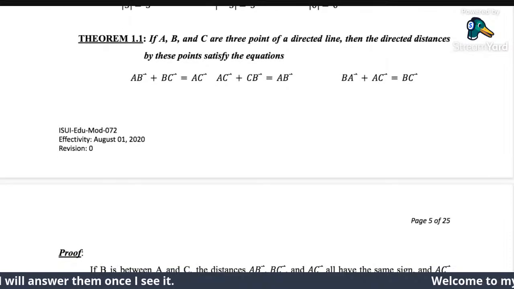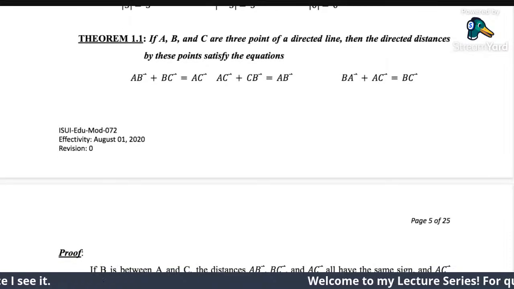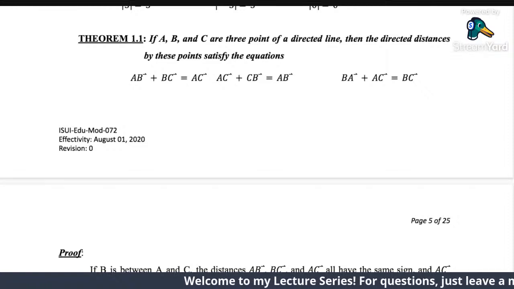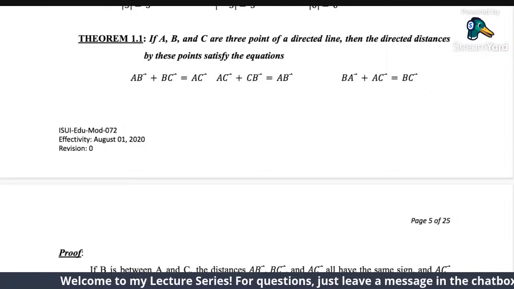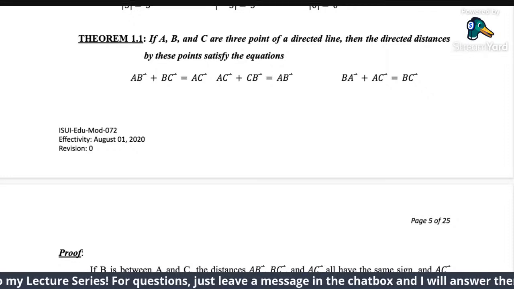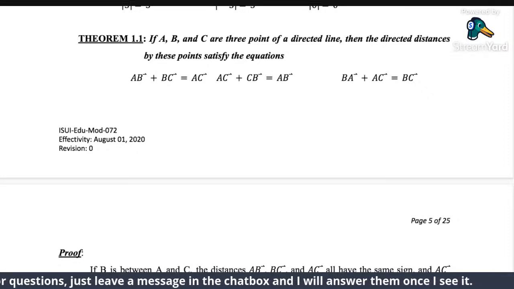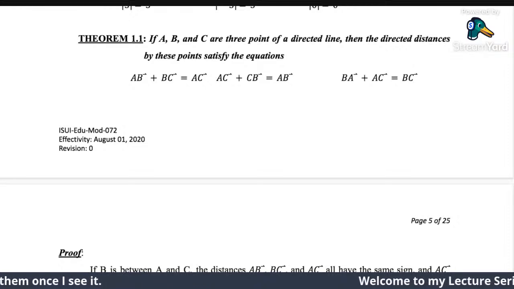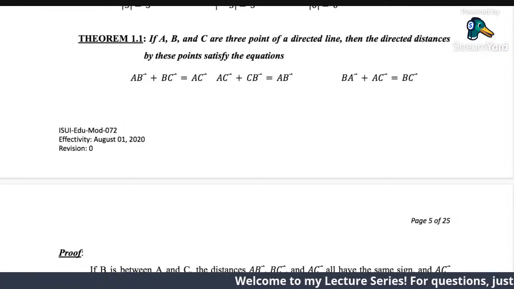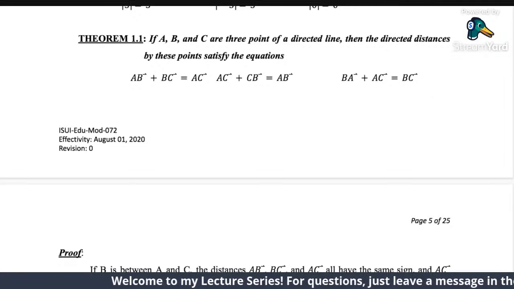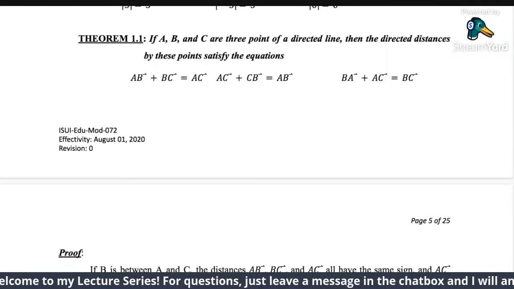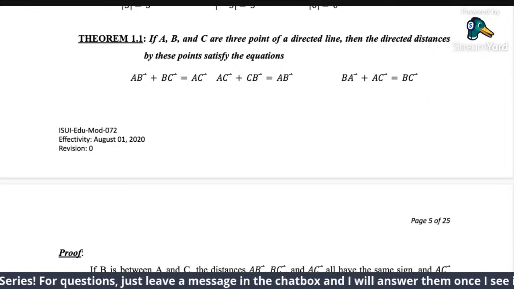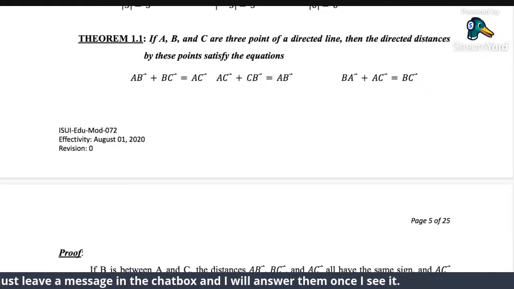Now we move on to the theorem. If A, B, and C are 3 points of a directed line, then the directed distances between these points satisfy the equation: directed distance AB plus directed distance BC is equal to AC. Or AC plus CB is equal to AB. Or we can also have BA plus AC is equal to BC. This is for your directed distance.